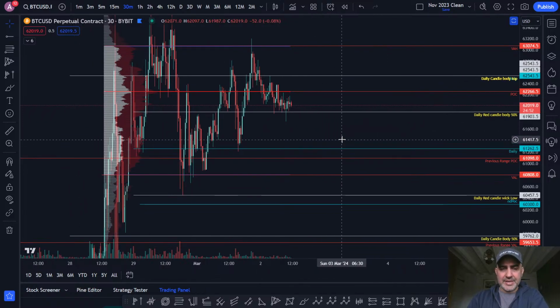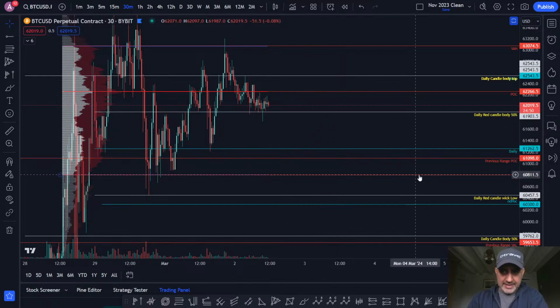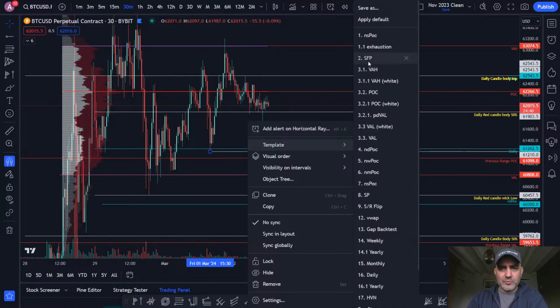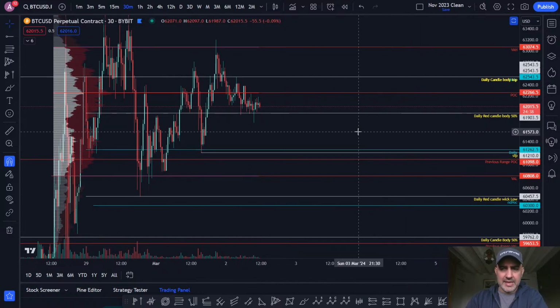So right now what I can see is that we have a nice fresh daily level here. You compound that with a swing failure of this low here. That would be your entry. It's coming into a previous range point of control.